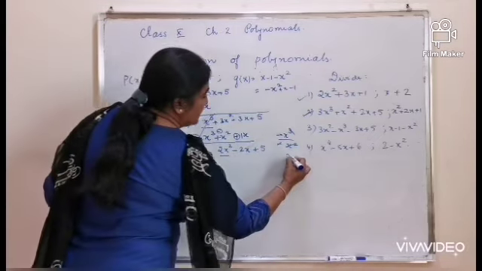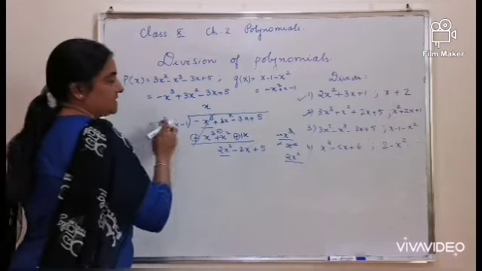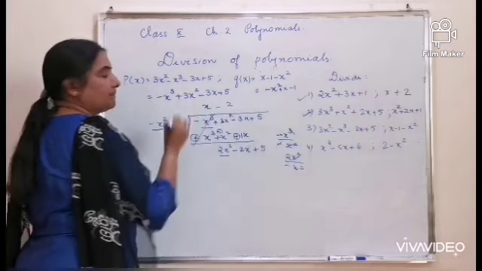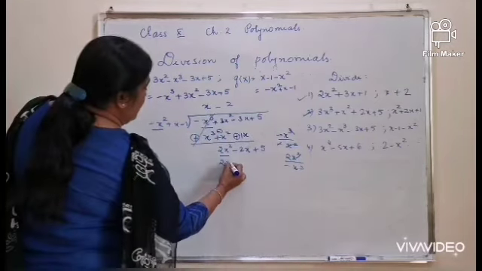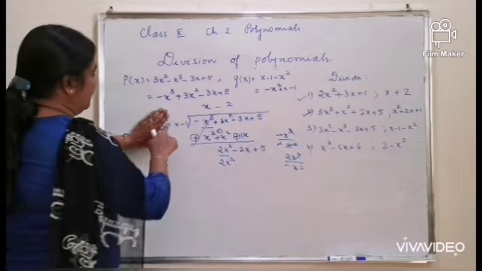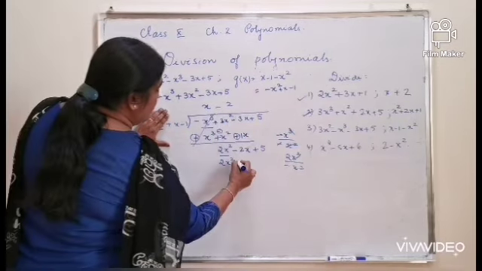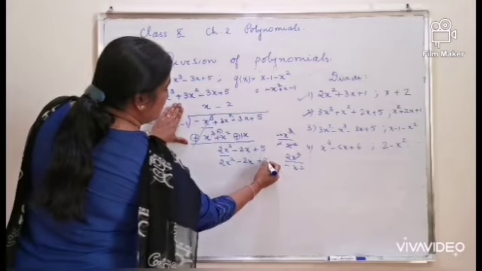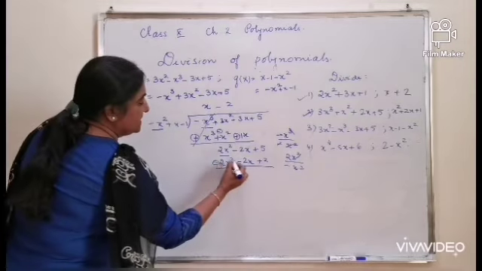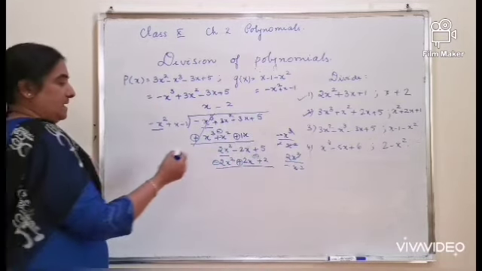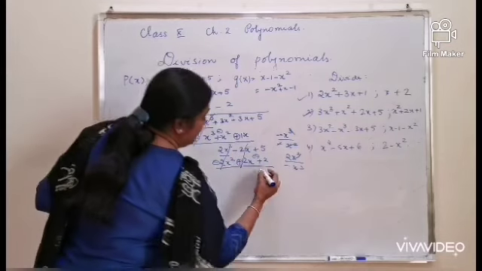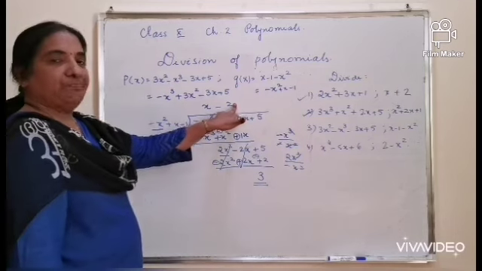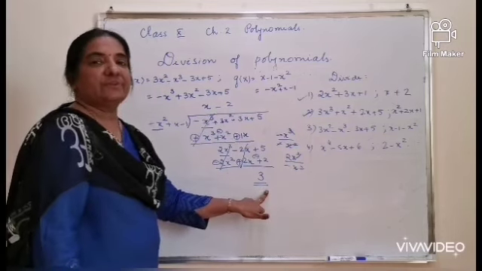The next step, 2x square divided by minus x square, is minus 2. The first term you can write as such. Second term, plus x into minus 2 is minus 2x. Minus 1 into minus 2 is plus 2. Changing the sign, and changing the sign. 5 minus 2 is 3. Thus, the quotient is x minus 2 and the remainder is positive 3.